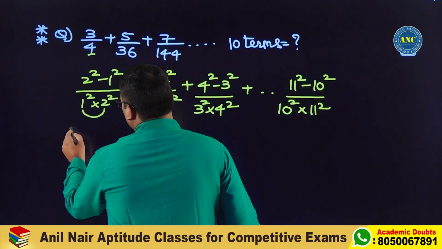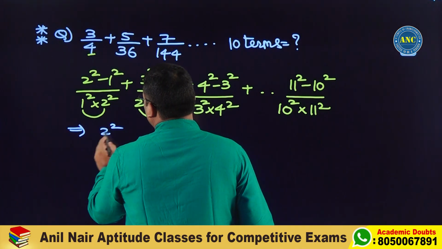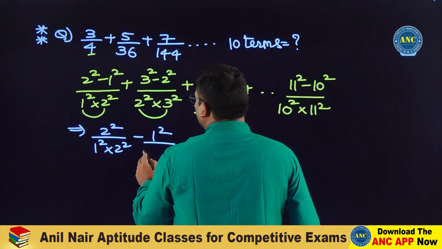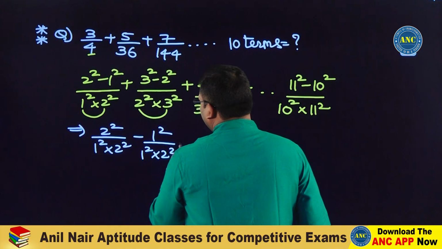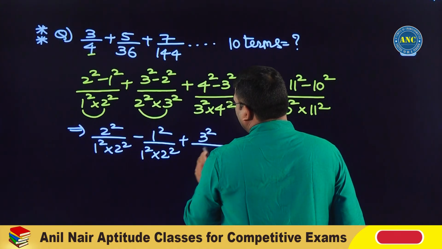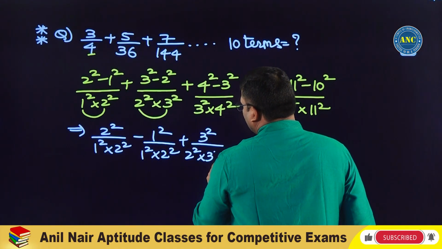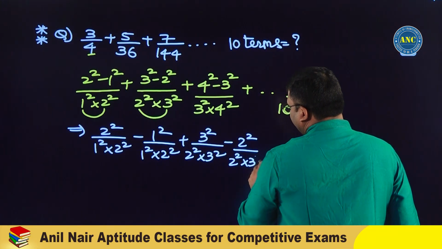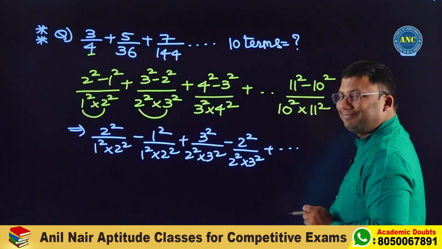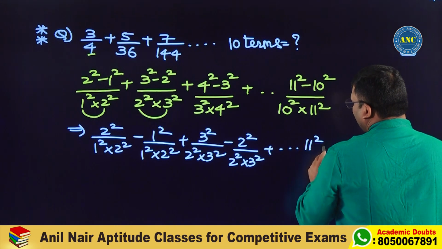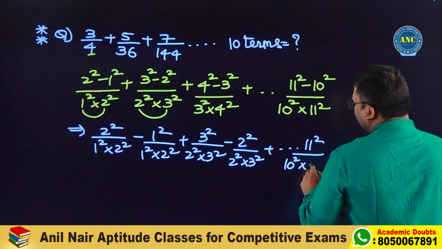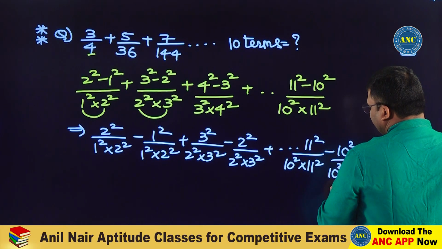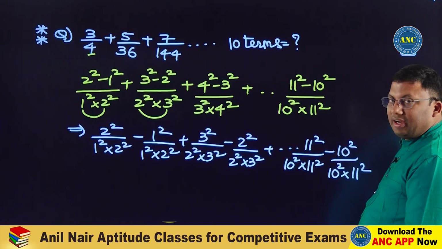Separate it. If I separate it, 2 square by 1 square into 2 square minus 1 square by 1 square into 2 square, plus 3 square by 2 square into 3 square minus 2 square by 2 square into 3 square, and so on up to 11 square by 10 square into 11 square minus 10 square by 10 square into 11 square.